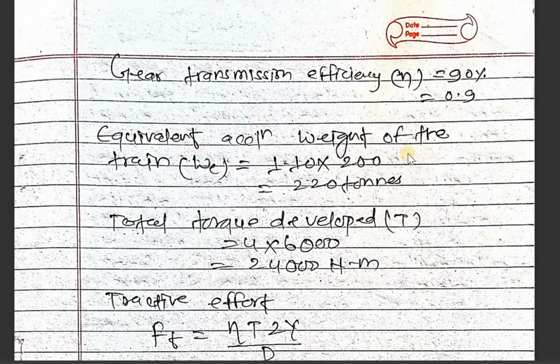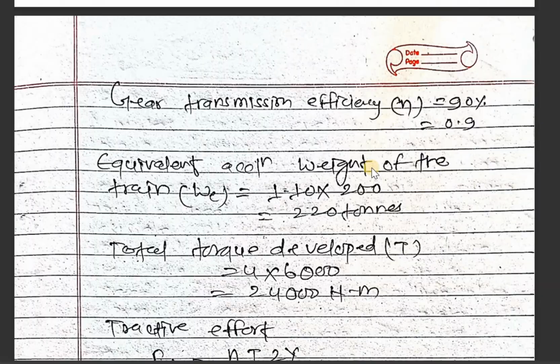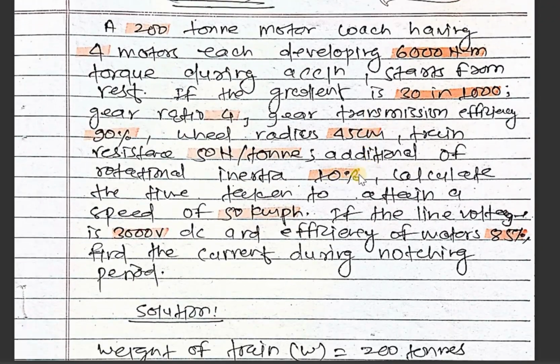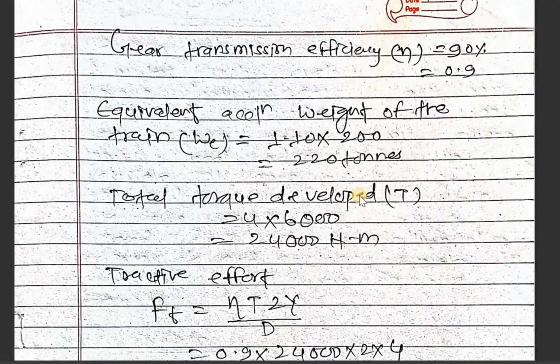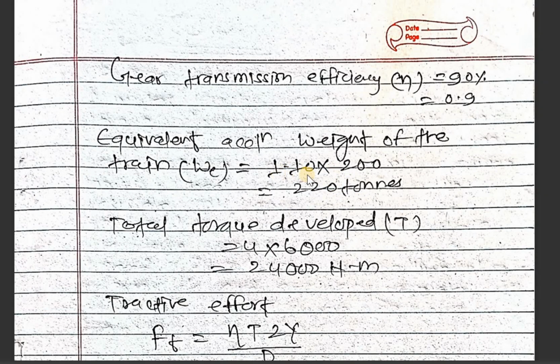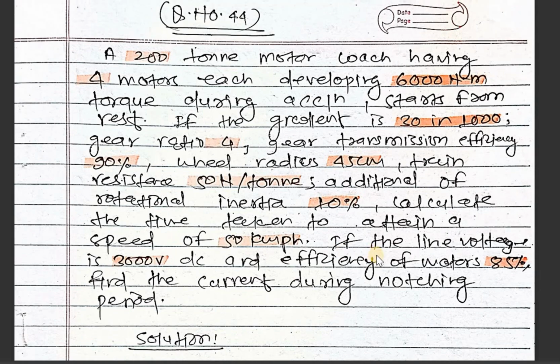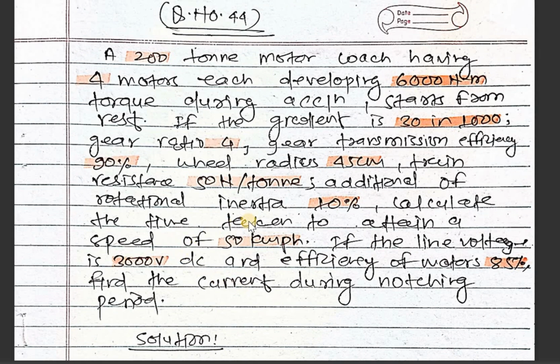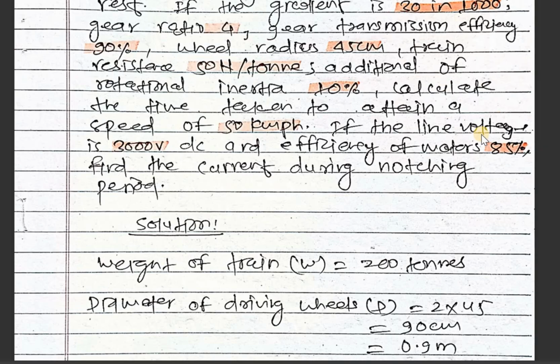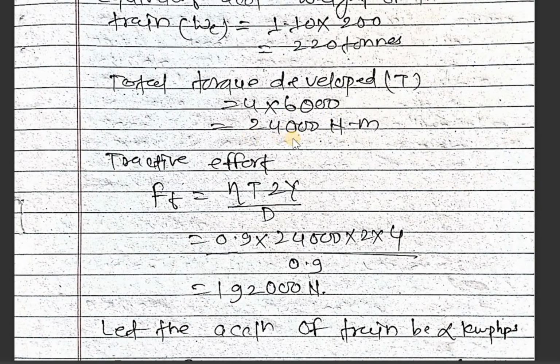Equivalent weight of the train We equal to 1.10 into 200, that is extra 10% given. So 1.10 into 200, that is 220 tons. And total torque T equal to 4 into 6000, that is 24,000. Here the torque, 4 motors and each has 6000 Newton meter. So 4 into 6000, that is 24,000.